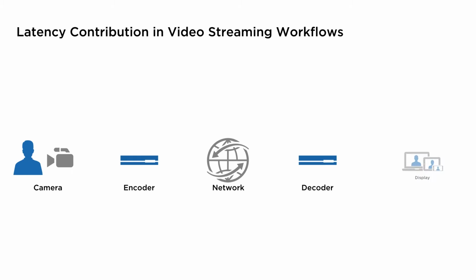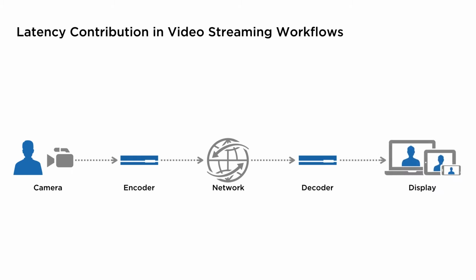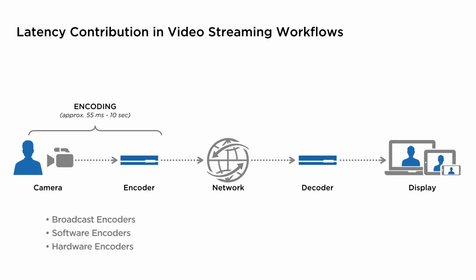At a high level, latency contributions come from the camera, encoder, network transport, decoder, and display. When using professional-grade cameras and displays, latency is negligible. With encoders, however, latency varies depending on your approach. Broadcast encoders, software encoders, and hardware encoders will all have different impacts on total latency.